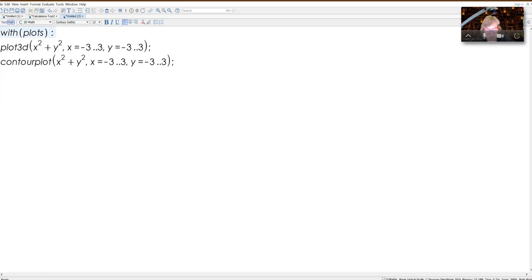So we need to fill in the commands for plots. So I've got with plots. I want to plot x squared plus y squared. And I said x is going from -3 to 3, y is going from -3 to 3. Let's see what that looks like.